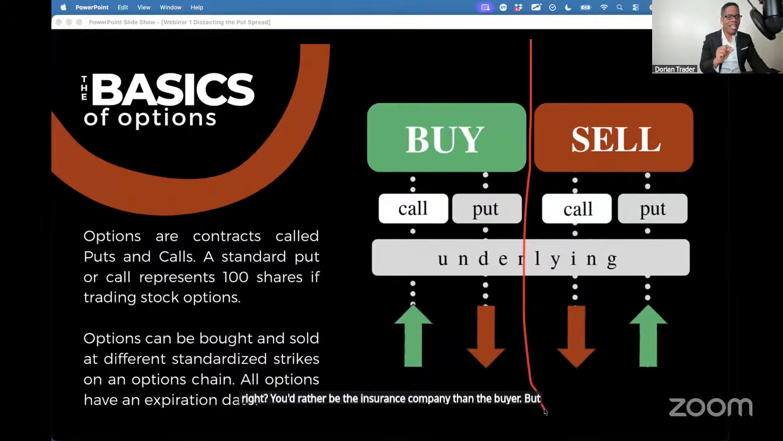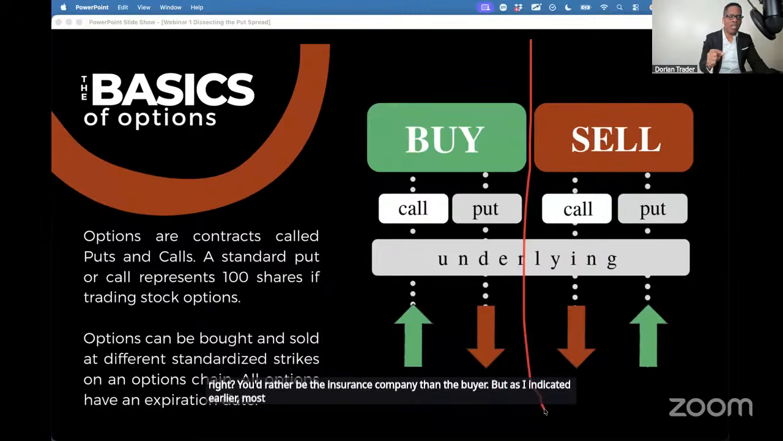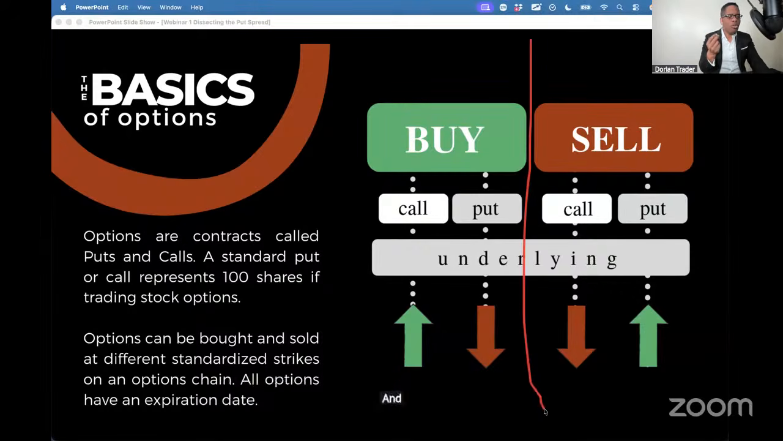But as I indicated earlier, most people start with options as the buyer. You're the buyer of the call. And then what will happen is that you will buy a call, and the underlying stock that you bought the call on will go up, and you will still lose money.